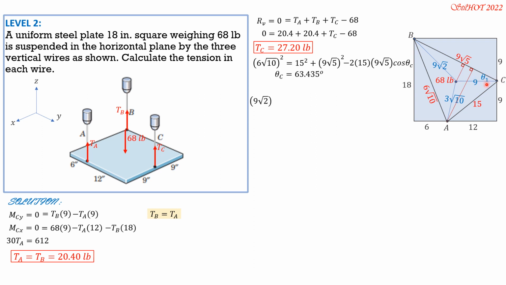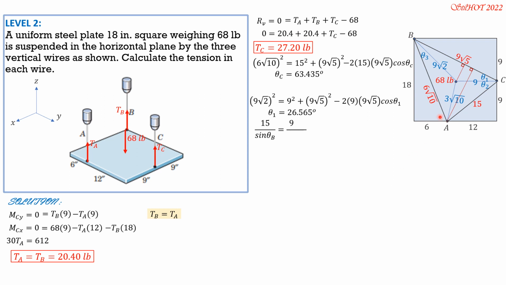So to solve for theta 1, opposite of it is 9√2, so (9√2)² = 9² + (9√5)² − 2 × 9 × (9√5) cos(theta 1), by cosine law again. So theta 1 is equal to 26.565 degrees. Then by sine law, to solve for theta A and theta B, we need that later. So this is theta 2, which is theta C minus theta 1.